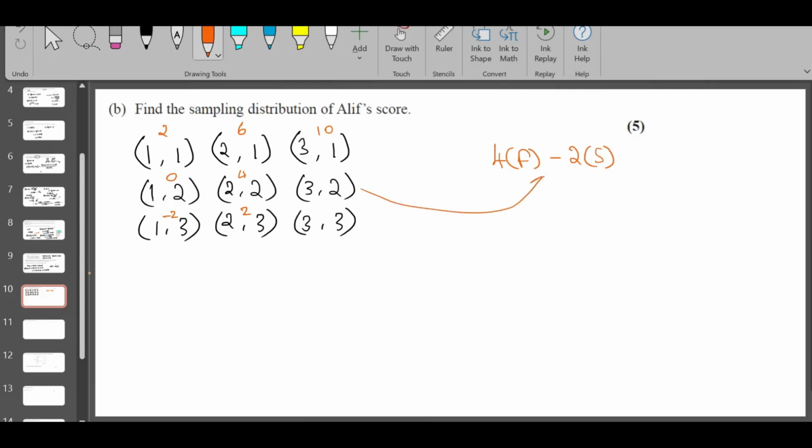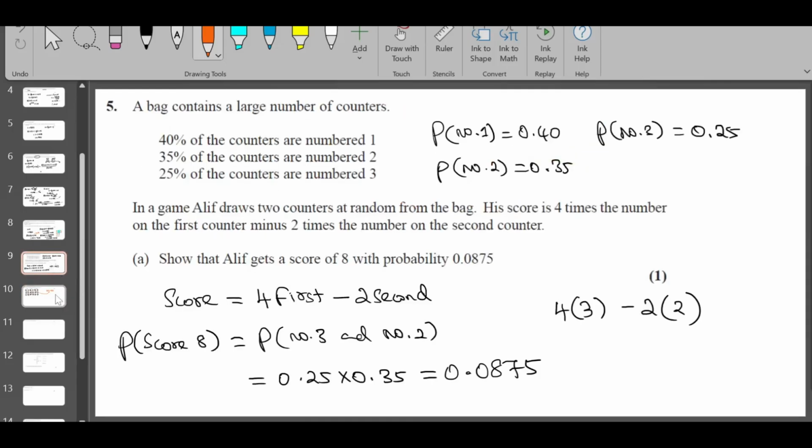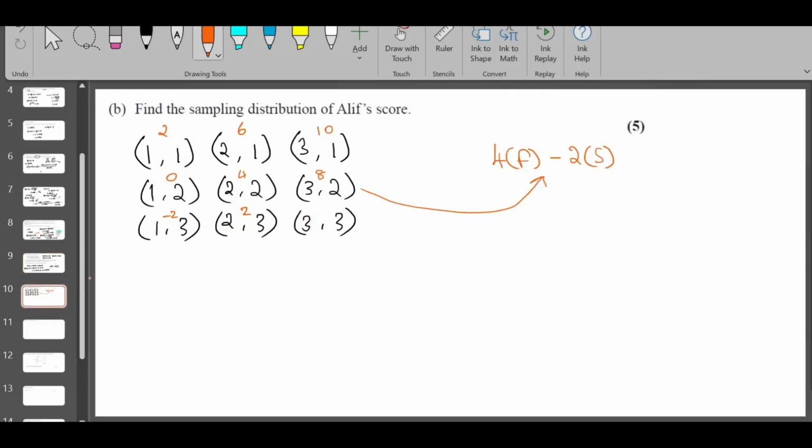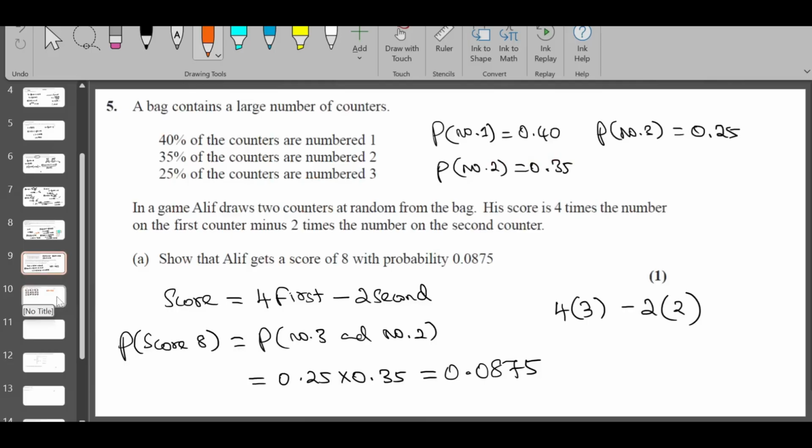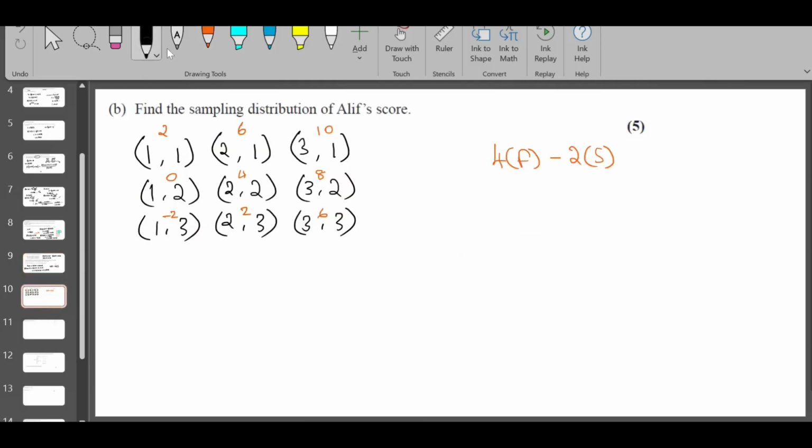I'm subbing in all the values here. 4 times the first value minus 2 times the second value. 4 3s are 12 minus 4, we got 8, right? That's what we calculated here. And then 3, 3: 4 3s are 12 minus 6, so we'll get 6 here, right? Did we use any variable here? No. Did they mention any variable? No. So you can write S is equal to Alif's score.